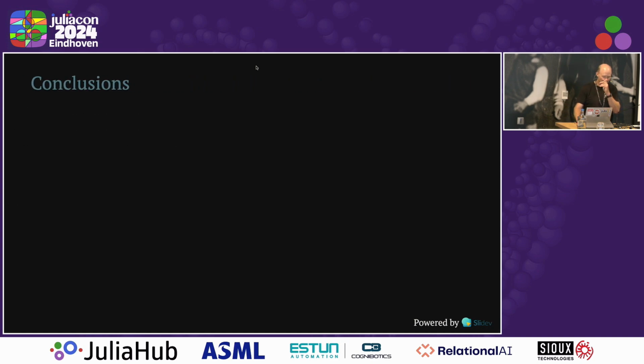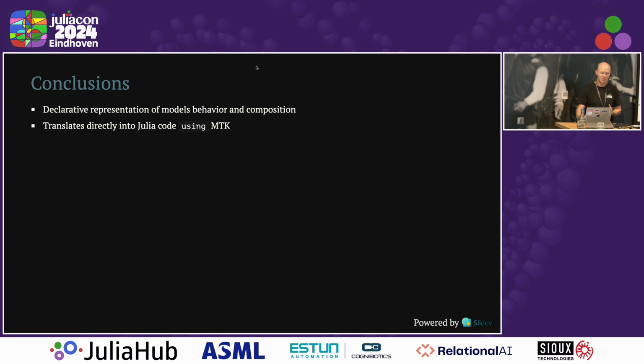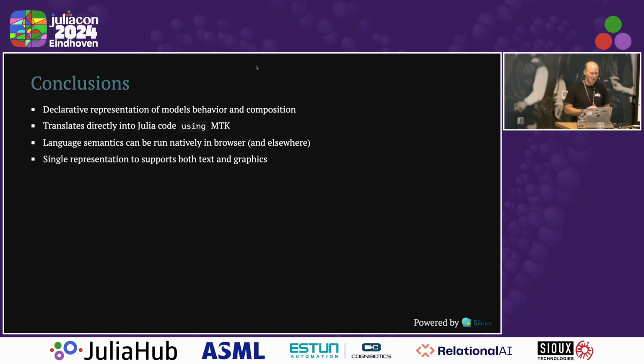So a couple of conclusions. We have this declarative representation for model behavior and model composition. We can translate this directly into Julia code using MTK. The language semantics can be run natively in the browser for immediate feedback. And of course, elsewhere, we have a command line compiler. We have the VS Code extension. It's a single representation that allows us to support quite nicely both the text and the graphics and to actually go back and forth between them.